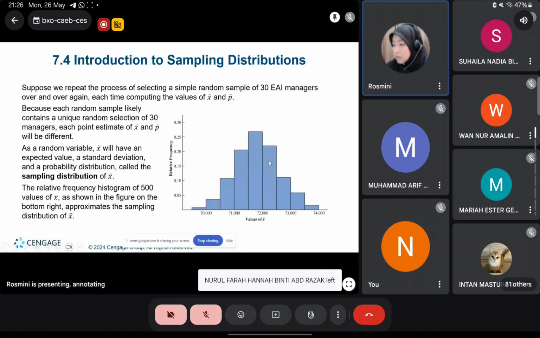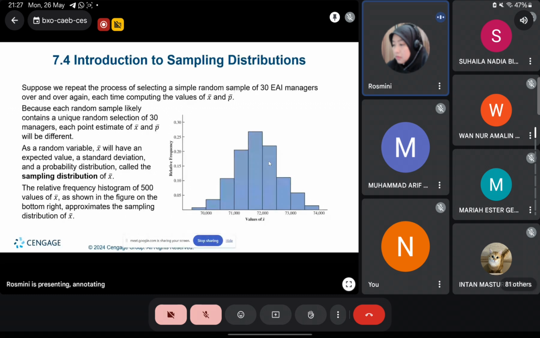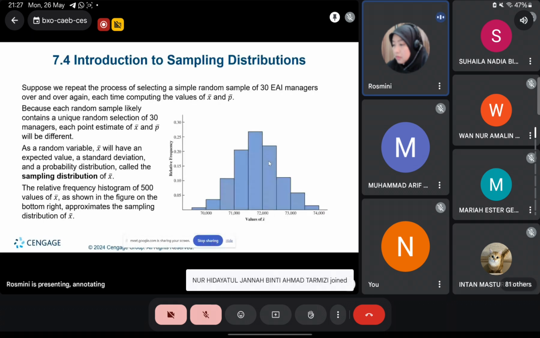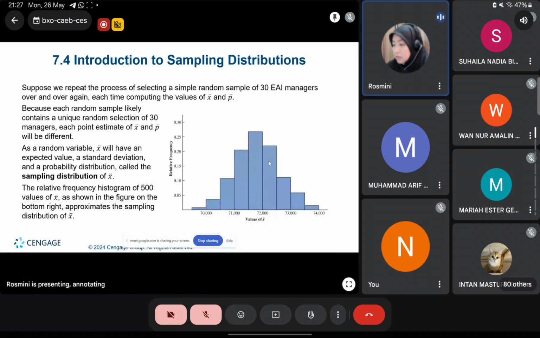Okay, so suppose we repeat the process of selecting a simple random sample of 30 EAI managers over and over and over again. So there are 2,500. Let's say you took 30 and then you keep on calculating the X bar, the S, and the P bar. So the proportion for the sample, the mean for the sample, and the standard deviation for the sample. You took 30 first, and then you took another 30, and then another 30. For each of the 30, you calculate all those things.